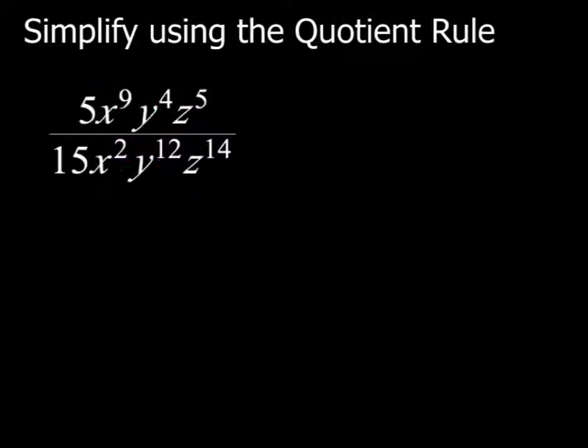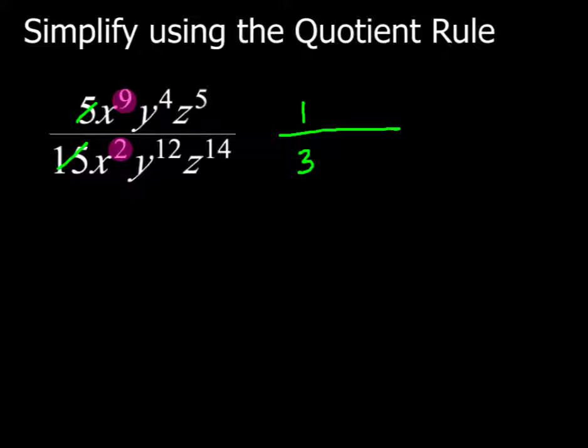Now here's one more for you to try on your own. If you think you got it, pause, and then come back and check it out. See how you did. All right, let's see how we do. Let's go through this one step by step. Inch by inch, it'll be a cinch. So 5 goes into 15, so 5 goes into 15 3 times, all right? So in the numerator, I'm going to have a 1, and then in the denominator, I'm going to have a 3. Now, for my x's, I've got x to the 9th and x squared.